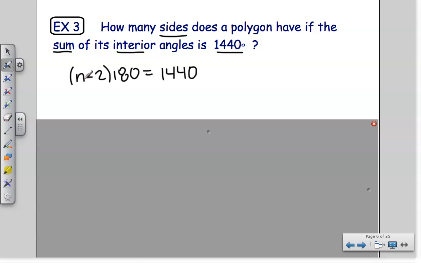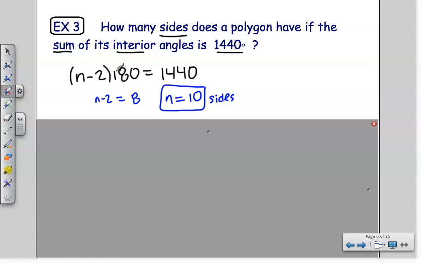Solve for n. And actually, there are 2 ways you can solve for the variable n here. One way to do it would be just divide by 180 right away. And then you would have n minus 2 equals, and if I do 1440 divided by 180, I get 8, and then I could add 2 to both sides, and 8 plus 2 would give me number of sides is 10. And it must be 10 sides then. I guess I could write sides here.